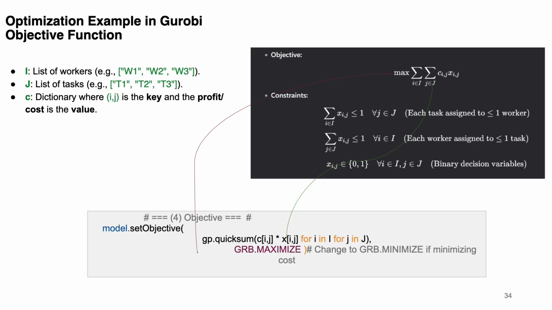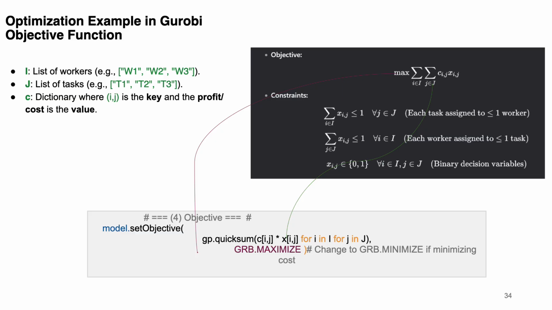Next, we define our goal using the objective function. Since we want to maximize the total profit of our assignments, we use the setObjective command with GRB.MAXIMIZE. Look closely at the code. We use gp.quicksum to calculate the total profit.